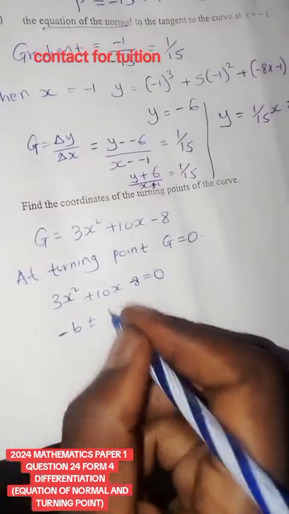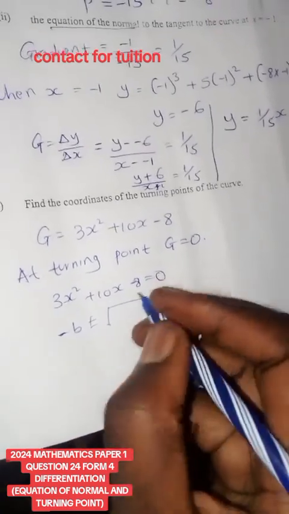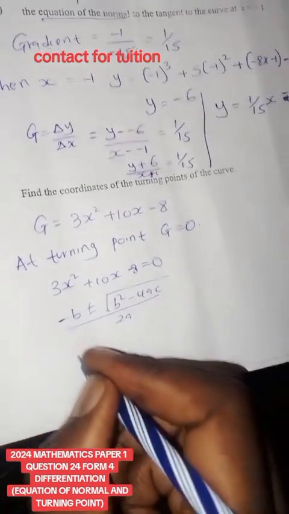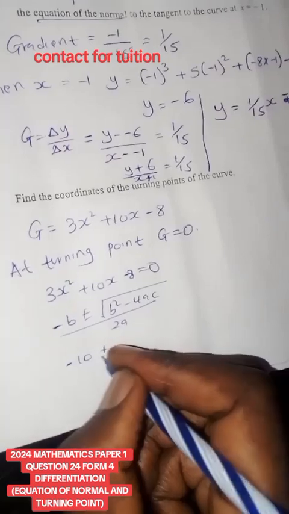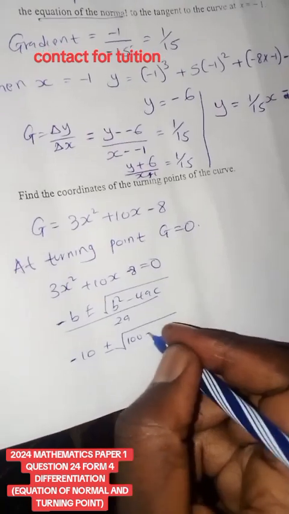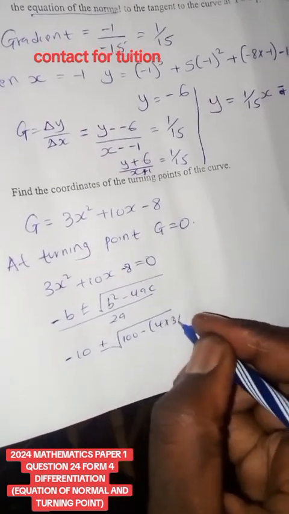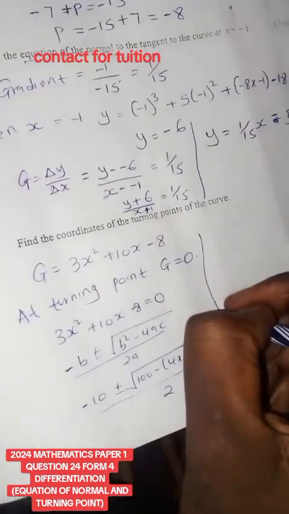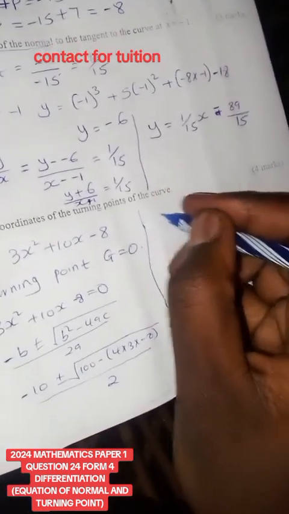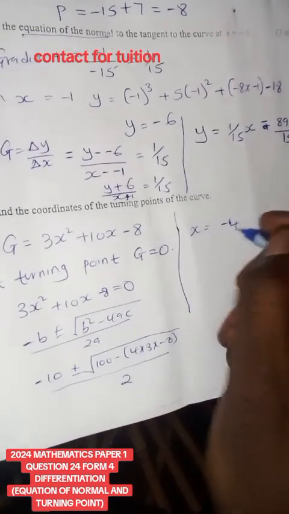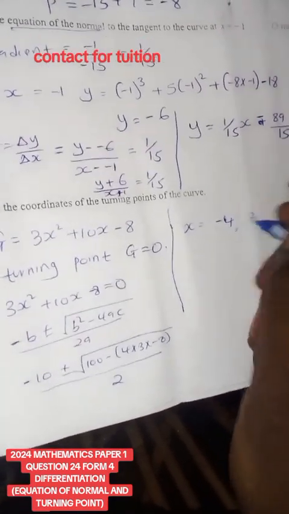This is a quadratic equation. You can solve it using, I'm going to use the quadratic formula. So I'll have -10 plus or minus the root of b squared, which is 10 squared, 100, minus 4 times 3 times -8, all over 2 times 3. This will give my values of x to be -4 and 2 over 3.